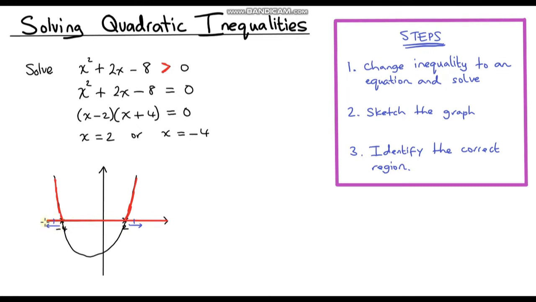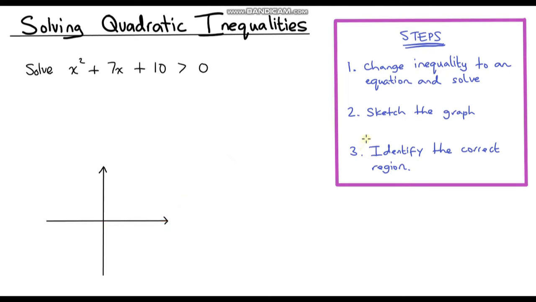So what are our solutions? Well, it's going to be everything less than negative 4. So we can write x has to be less than negative 4. Or we could say everything greater than positive 2. So x has to be greater than 2. So this here is our solution.